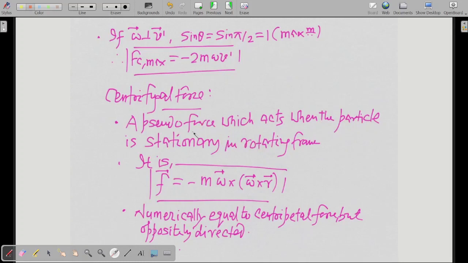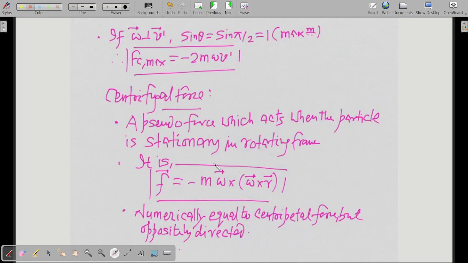So you will experience a pseudo force. But you are not stationary with respect to an inertial frame. With respect to a frame on the ground, you are not stationary, you are rotating. But with respect to the merry-go-round, you are stationary, right? So that is the thing. So pseudo force is a force which acts when a particle is stationary in a rotating frame. Okay. So it is F vector equal to minus m omega cross r, as already found out just some moments ago.